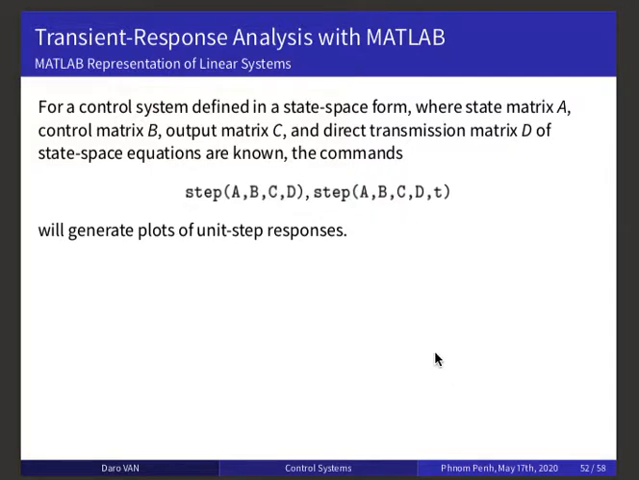Okay, next, for the control system defined in the state space form, x dot equals Ax plus Bu, y equals Cx plus Du. So basically, you know matrices A, B, C, D. In that case, you can use step and then you need to have these matrices A, B, C, D. This will generate the plot of the unit step response.